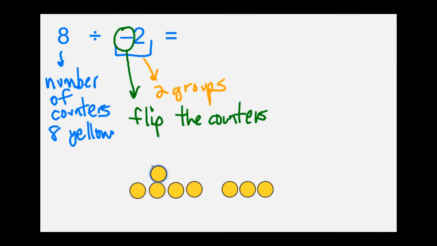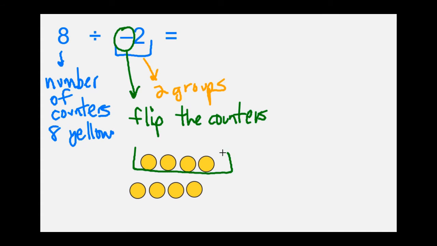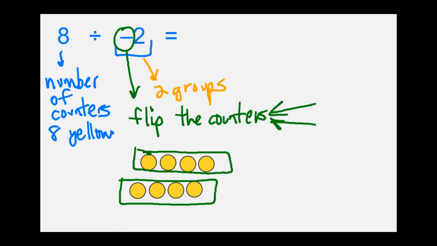And let's leave this. I'll model this. I'll make my 2 groups already. So I made my 2 groups. So let's go ahead and draw that out. Let's see what this is going to look like here. So I got my first group and I got my second group. And now, since it's -2, we need to flip the counters.